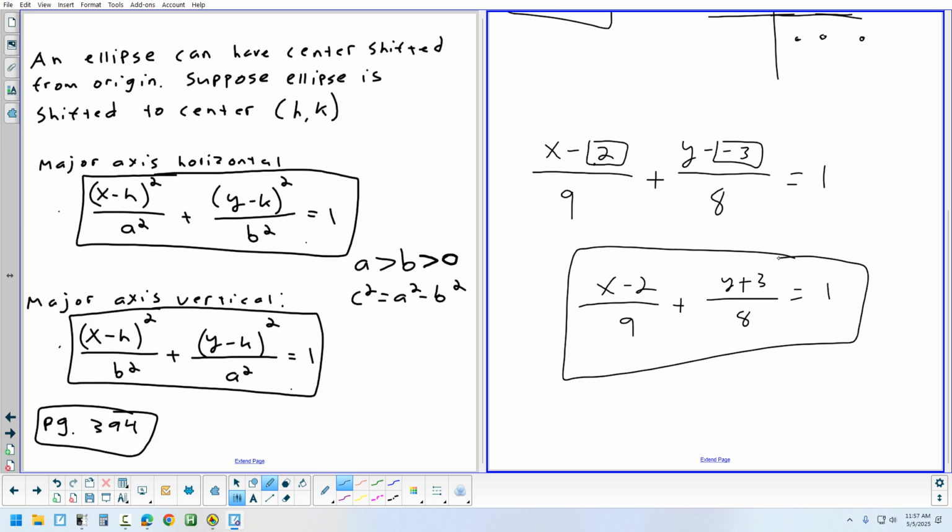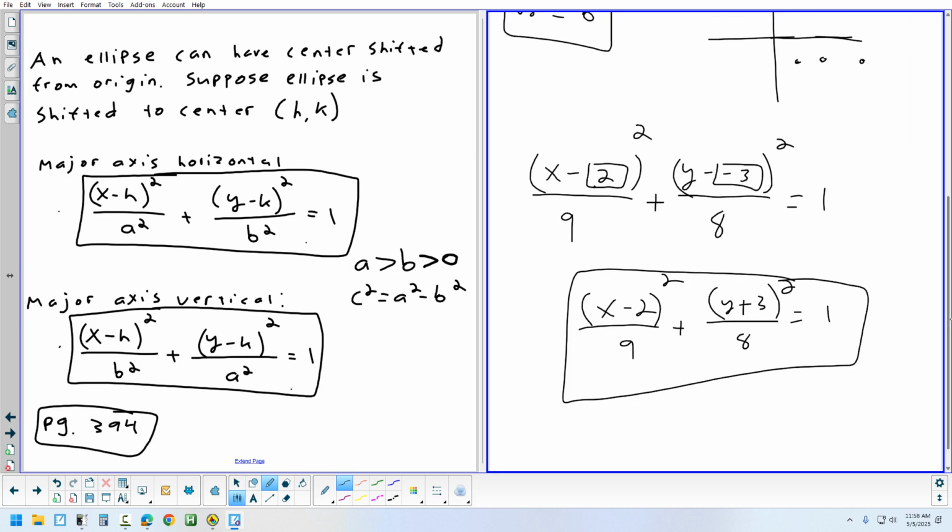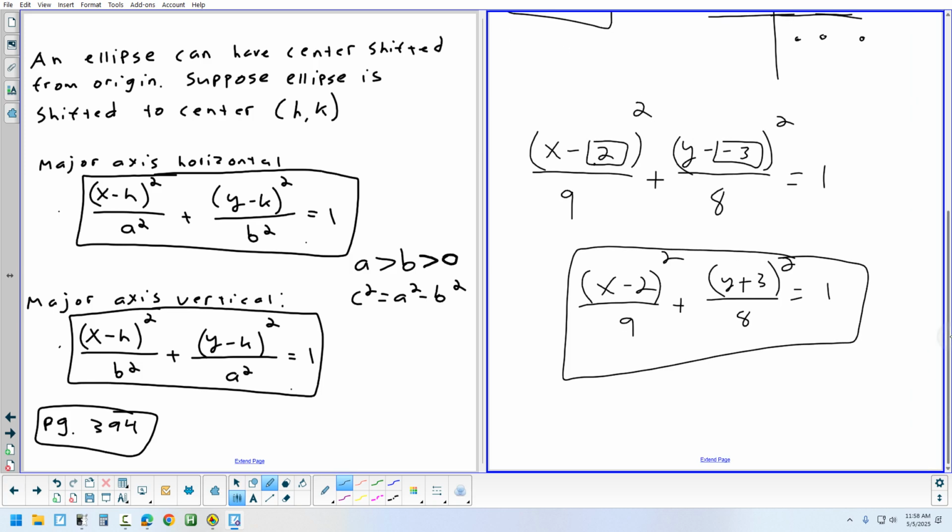Did I make another mistake? Yes, the x minus 2 and the y plus 3 should be in parentheses squared. Oh yeah, we have to keep squaring those. If you don't square them, then it would be linear, just a line. All right, so that's the ellipse. Any questions on that equation?